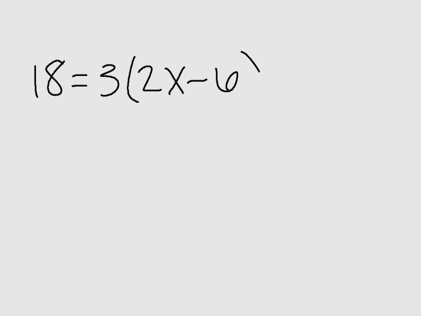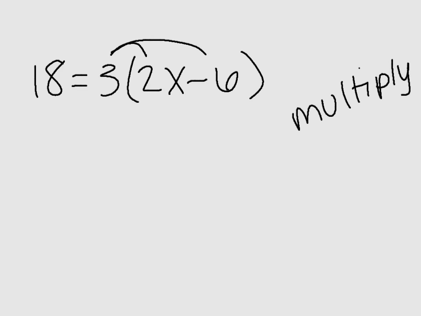Okay, now we're going to try one with distributive property. So we're going to do the equation 18 equals 3 times 2x minus 6. What's my first step? My first step is to distribute. That means multiply. So it's 3 times 2x, which is 6x. Don't forget, you have to do it to both.